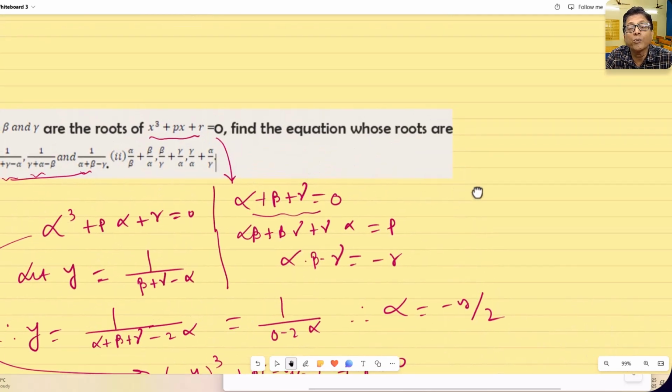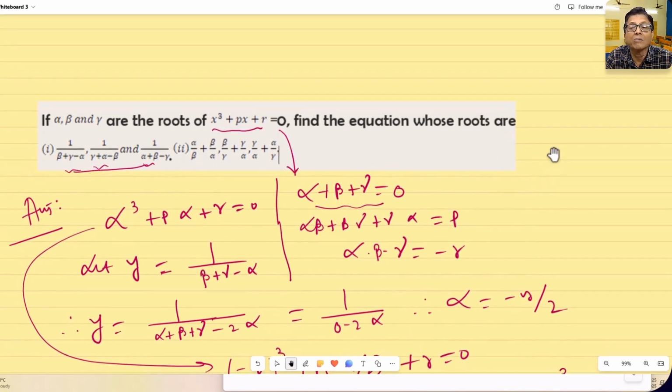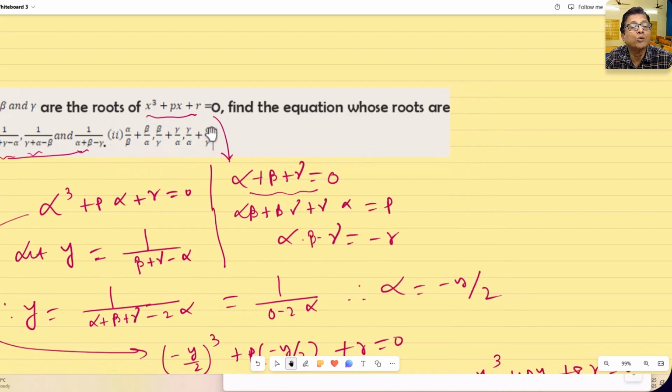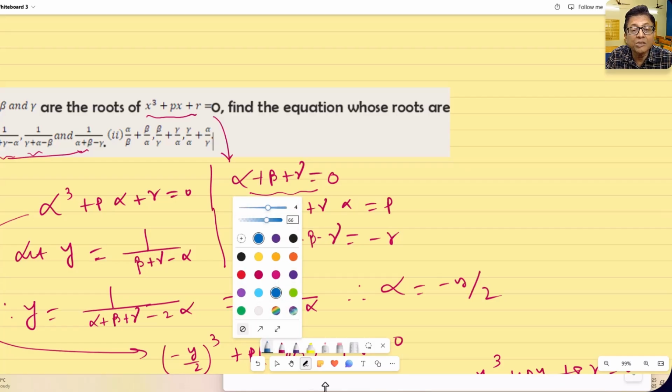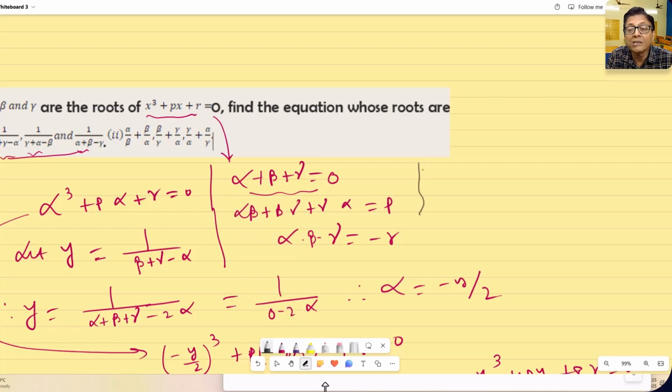Now let us go for the second part of the problem. Find the equation whose roots are of this form. So those are the conditions. Since alpha, beta, gamma are the roots of the equation, these three conditions are valid always. Now the way I got the previous one, I found the equation whose roots are of this form. In a similar manner I will be doing part 2 also.